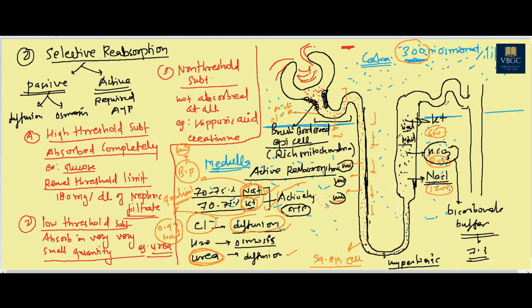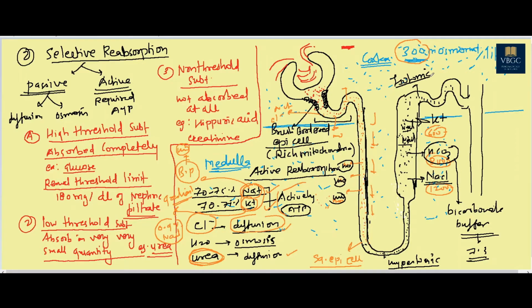Now we come to what follows after the ascending limb of the loop of Henle. We know that all the salt, solute, potassium, and bicarbonate are absorbed here in the ascending limb of the loop of Henle. So once the filtrate moves here into the DCT, the plasma becomes isotonic.